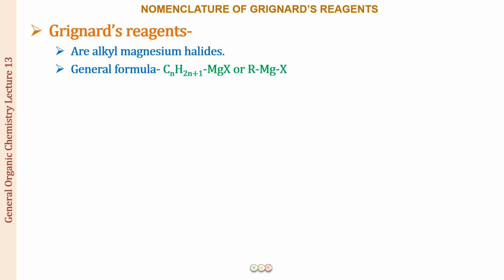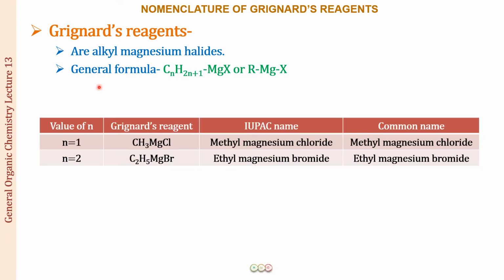This is a really very important compound that you will be seeing repeatedly in your organic reactions. When we name these compounds, when n is 1, the compound is CH3MgX, and when the halogen atom is chlorine, we name the compound methyl magnesium chloride, the same common name as well as the IUPAC name. And when n is 2, it is C2H5MgBr. Here we have taken the halogen to be bromine. So this is ethyl magnesium bromide, both the IUPAC as well as the common name.